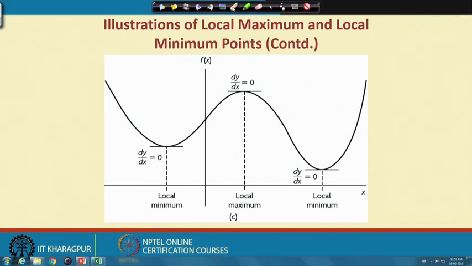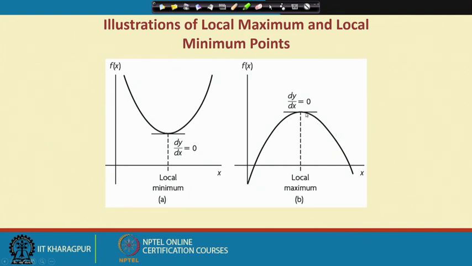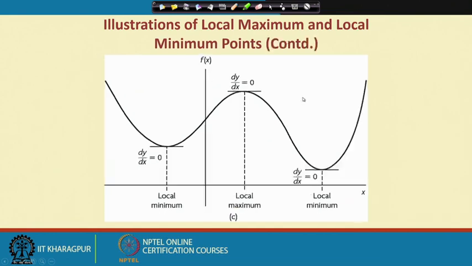So that means technically, if you go back to the previous structures, you will find there is only one single point which gives the optimality structure. But now if you come here, you will find there are actually 3 different points where we can have the optimality structure.